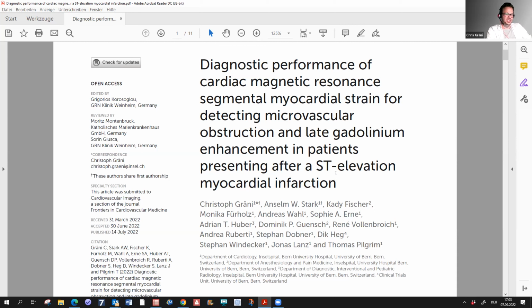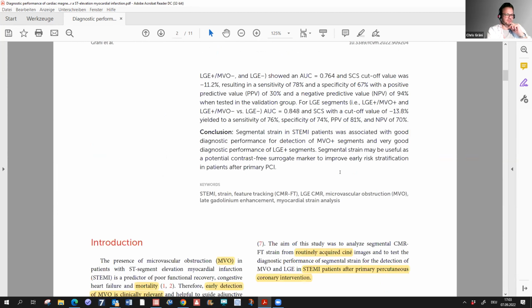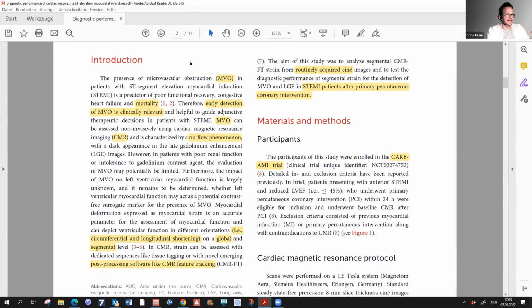So the question we posed ourselves was whether we could use strain imaging to non-invasively, and also without contrast, detect MVO, microvascular obstruction, in patients after myocardial infarction. So I highlighted a couple of interesting parts in this paper. I will quickly walk you through.